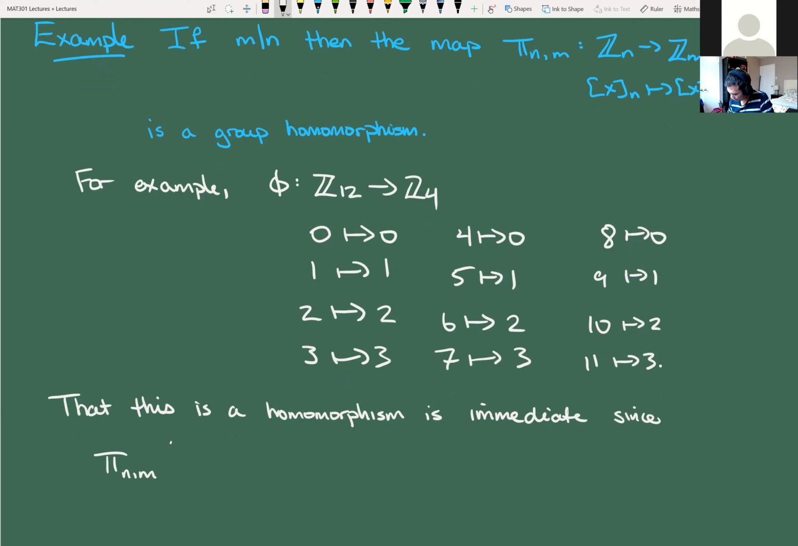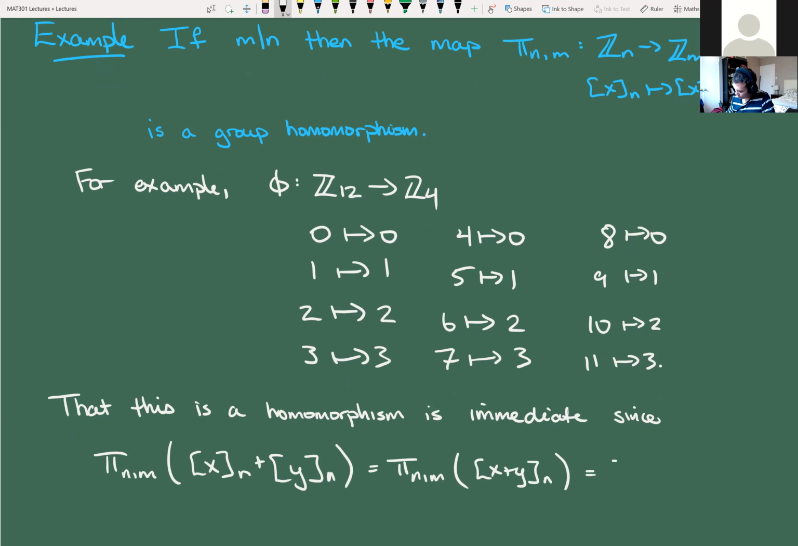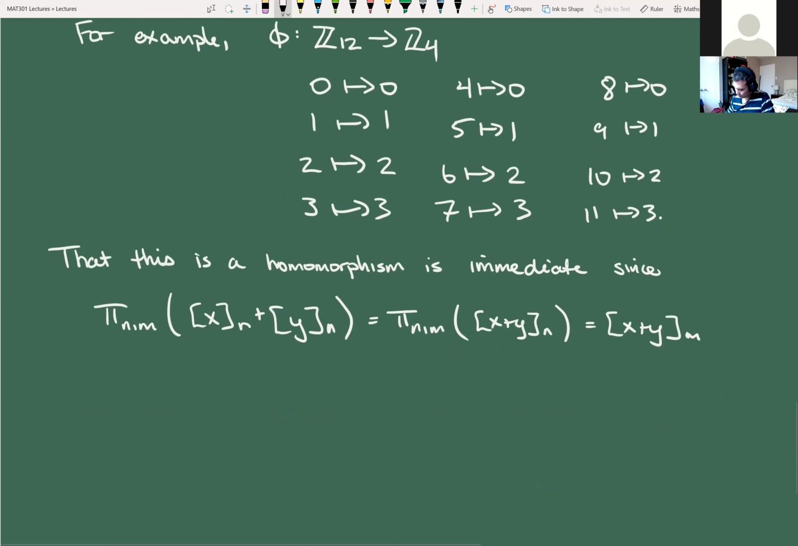pi n,m of x mod n plus y mod n, the way we define it, we're doing addition, is defined to be x plus y, which then becomes x plus y mod m, which is x mod m plus y mod m.